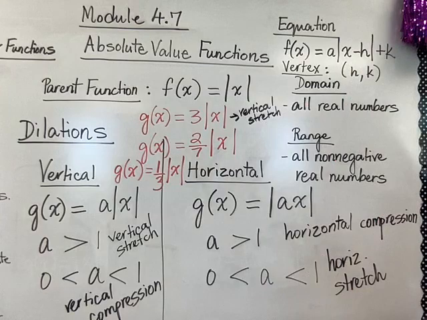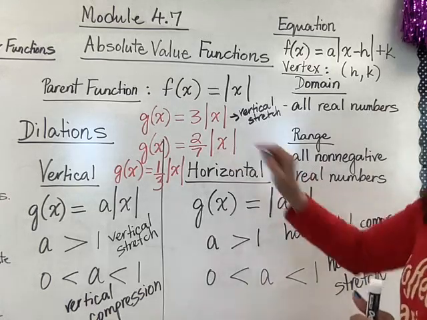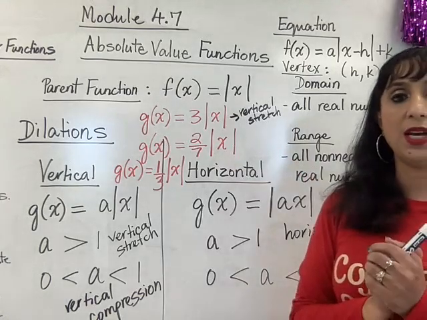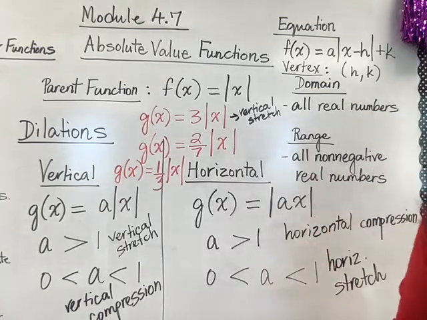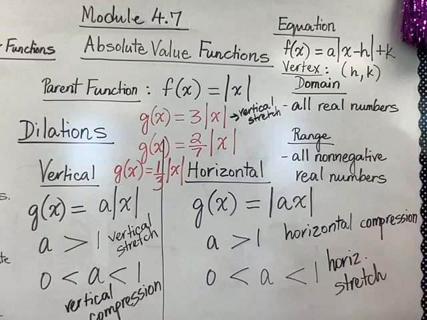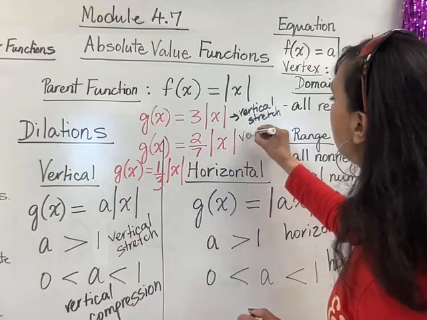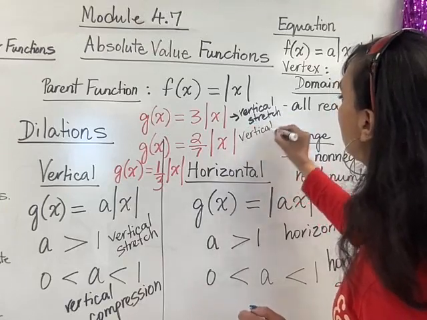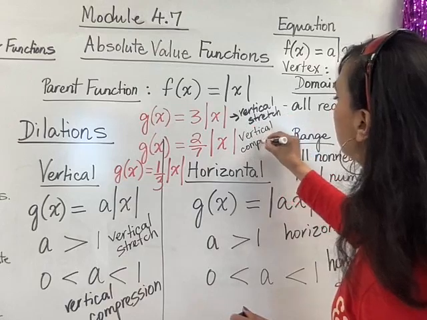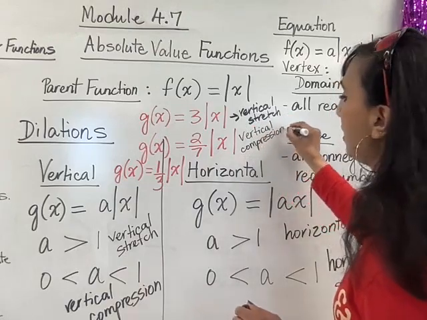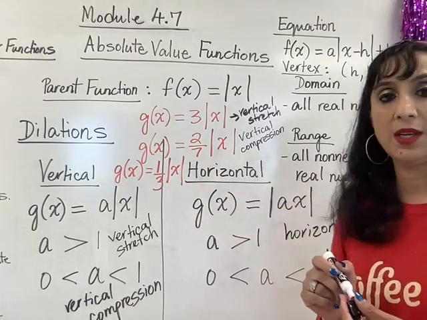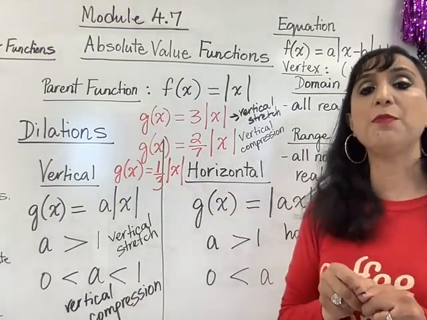Okay? Let's look at the second one. What is this one going to be? Is it greater than 1? No. Is it greater than 0? Yes. So what is this one going to be? This is a vertical compression. Same thing with this one. That's also a vertical compression.